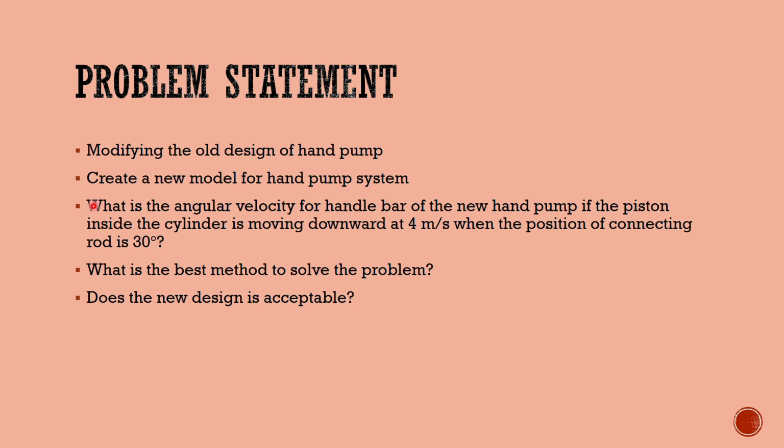The third one: what is the angular velocity of the handlebar of the new hand pump if the piston inside the cylinder is moving downward at 4 meters per second when the position of the connecting rod is 30 degrees? When we are creating the new hand pump, it will have a handlebar and a piston inside the cylinder. But in one condition, the piston is moving at 4 meters per second and the connecting rod between the handlebar and the piston is at 30 degrees.